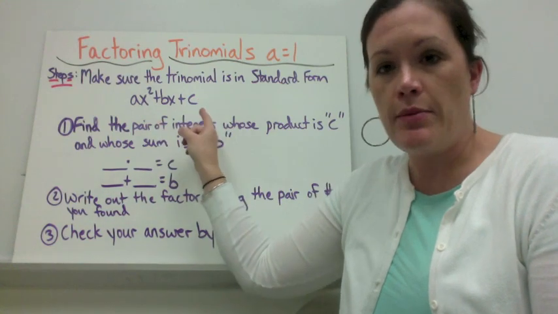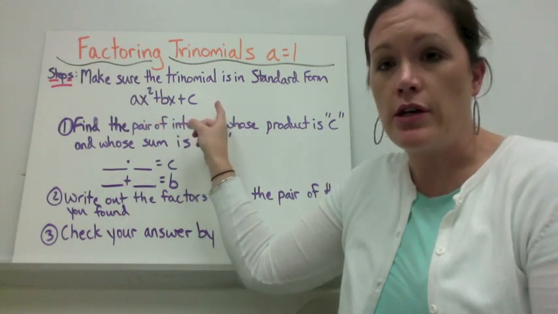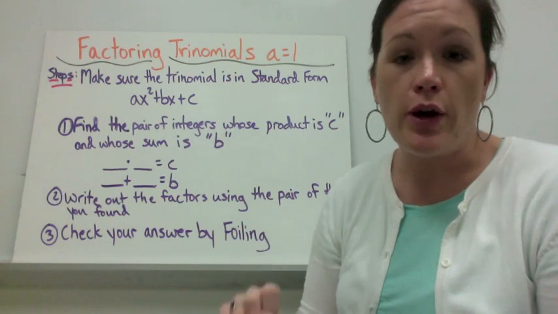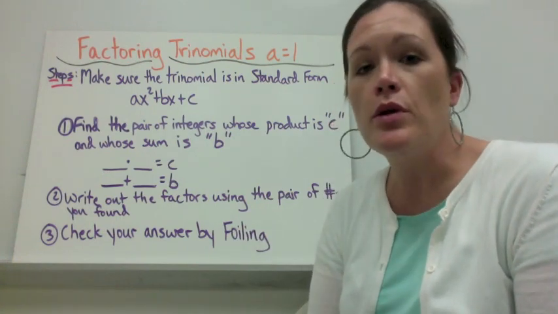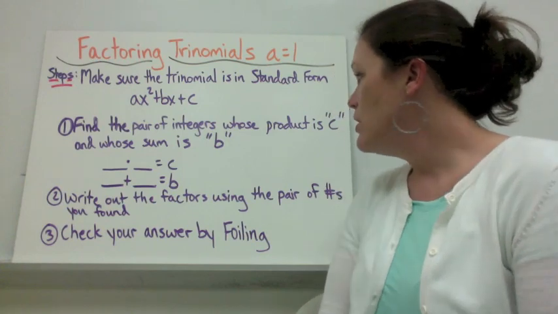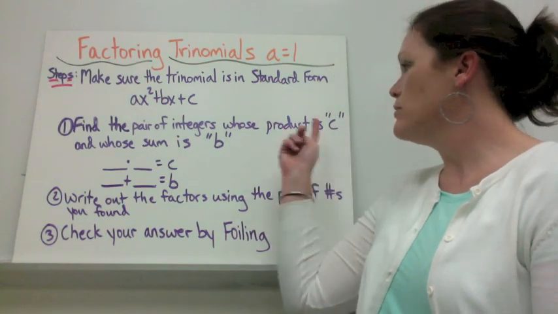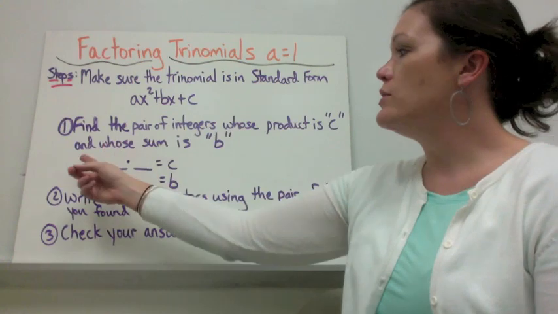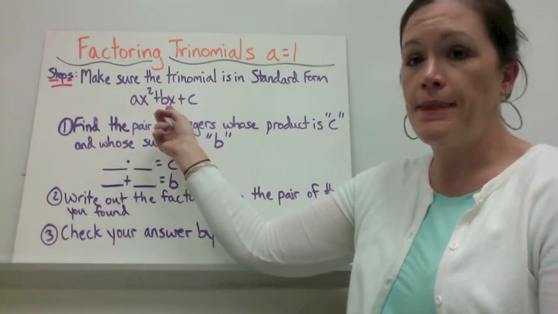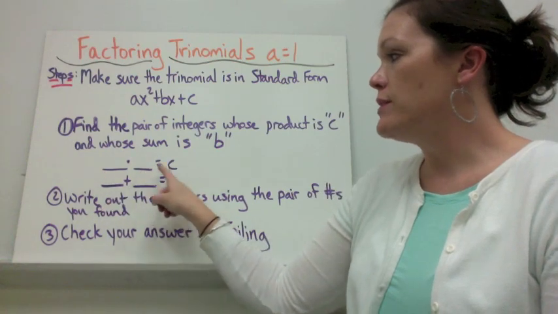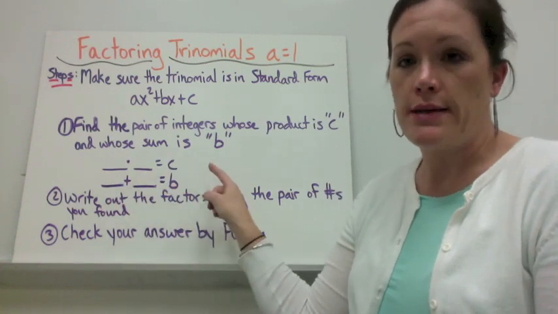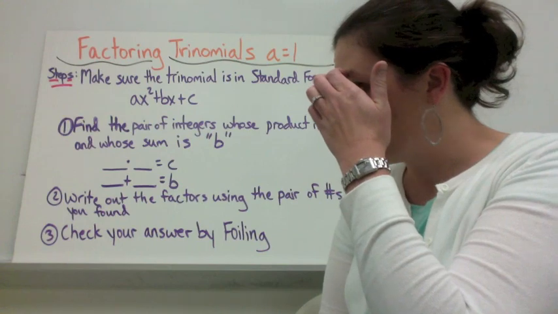Usually they're written this way, but if they're not, you want to make sure they're in that form before you get started. And then step one is the most important step. You want to find the pair of integers whose product is c, which is your constant term, and whose sum is b, your linear term's coefficient. And so we would set up to figure out these numbers. We'll do this on our examples in just a minute, so you'll see what that stands for.